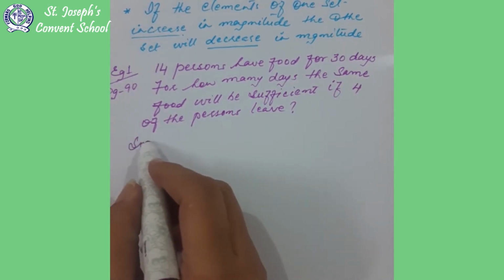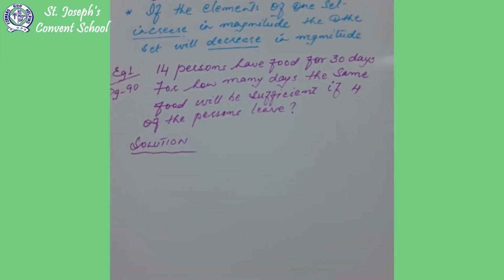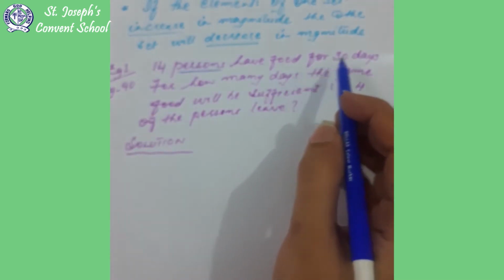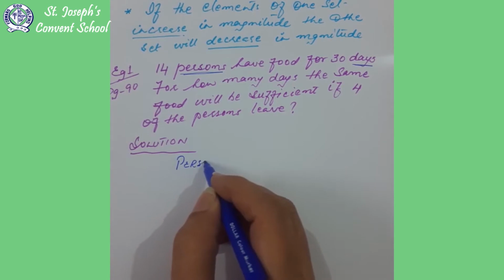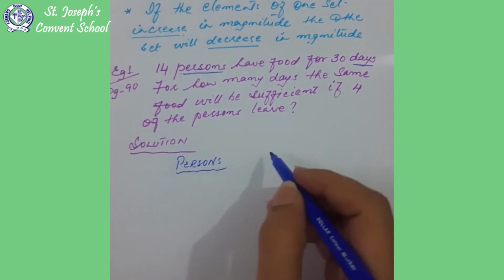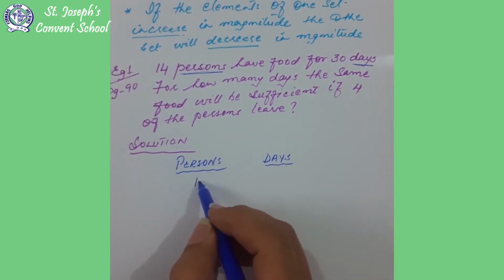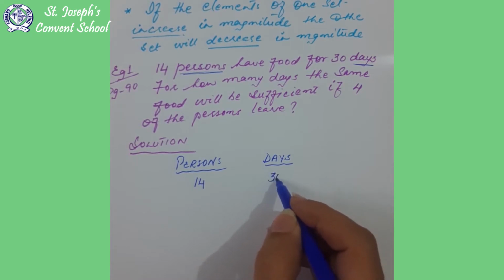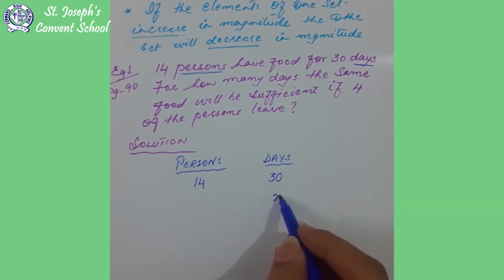Let me explain to you how to write these two sets. Now 14 persons, so one set is persons. For 30 days, the second set is days, so we will write two sets here, persons and days. So 14 persons have food for 30 days. For how many days? How many days means X. It is unknown how many days.